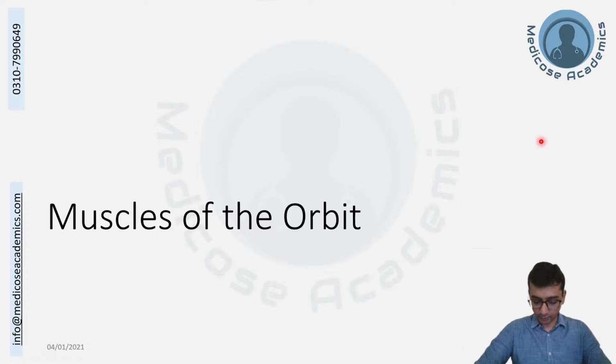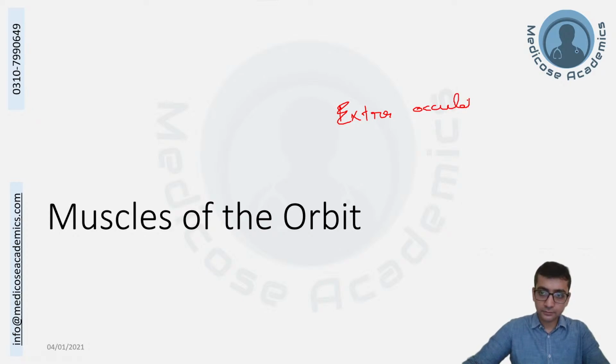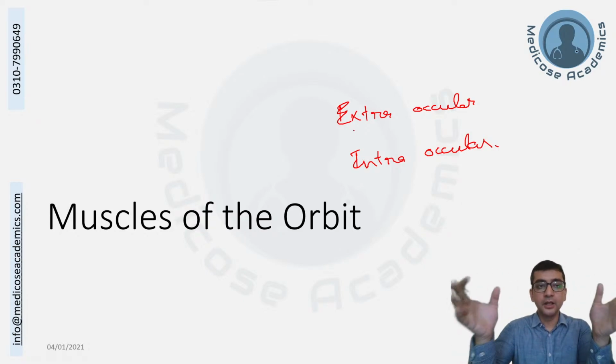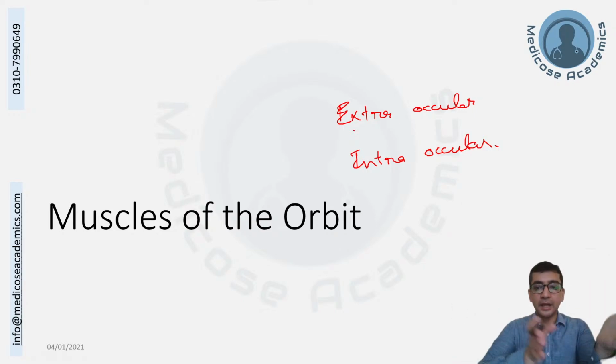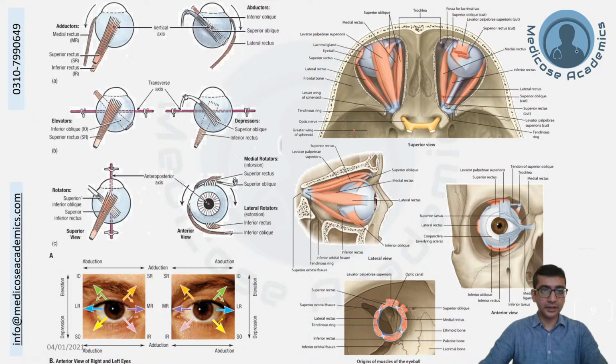Let's talk about the muscles of the orbit. Muscles of the orbit can be divided into two parts: the extraocular and intraocular. It is so simple by the name that all of the muscles that are attached to the outside will be known as the extraocular muscles, as opposed to the muscles that are present within the eyeball itself. So immediately now, I will be talking about the muscles of the orbit that are present outside, in other words known as extraocular muscles.